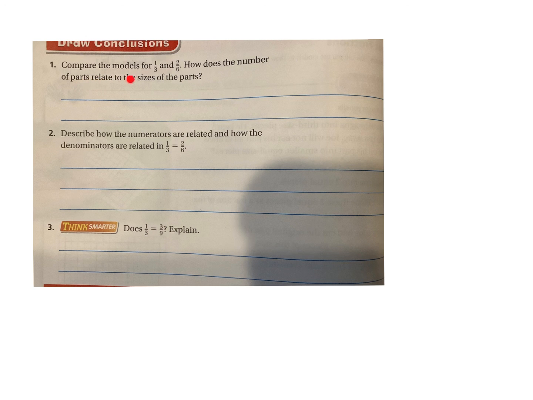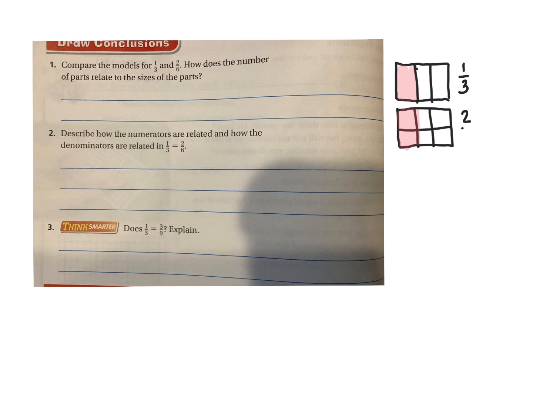They want us to compare the models for 1/3 and 2/6. I'll draw that real quick again over here since we switched pages. How does the number of parts relate to the sizes of the parts? So here we had 1 out of 3 shaded in, and here we had 2 out of 6 shaded in. How does the number of parts relate to the size of the parts?